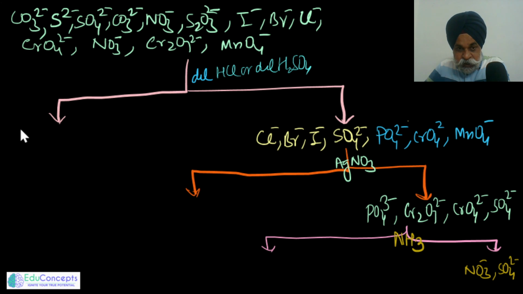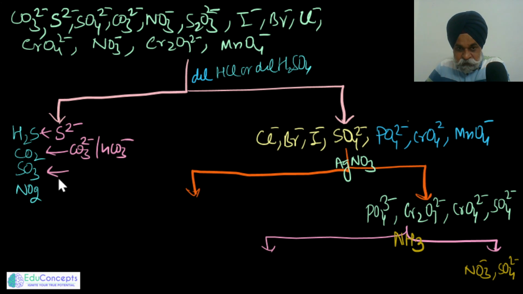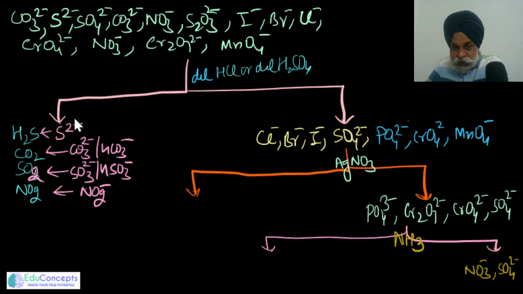So you would find either the formation of H2S gas or carbon dioxide gas or SO3 gas or NO2 gas. If you are able to see these gases, that means this might have come from the sulfide, this might have come from the carbonate or bicarbonate, this might have been produced from SO3 2-, SO2 gas or from the thiosulfite or bisulfite, and this might have been produced from NO2 gas. So if there is some gas formation, that means these anions can be there in that particular set of analysis.